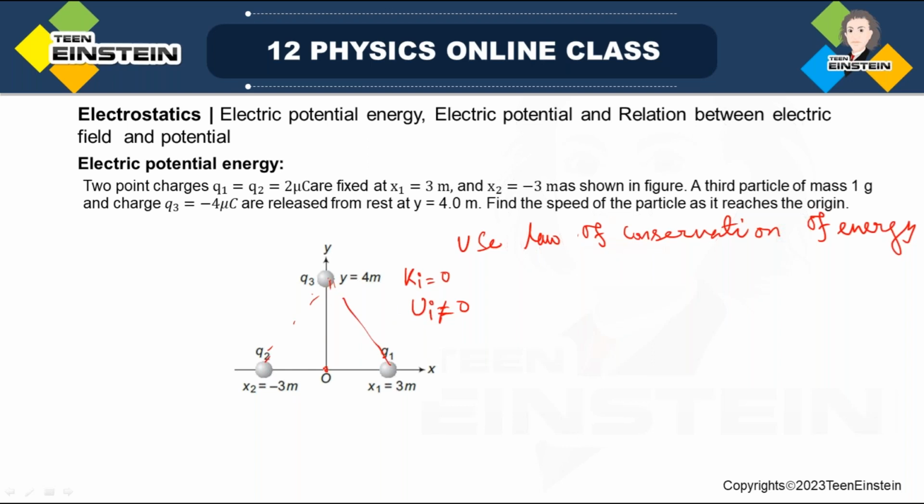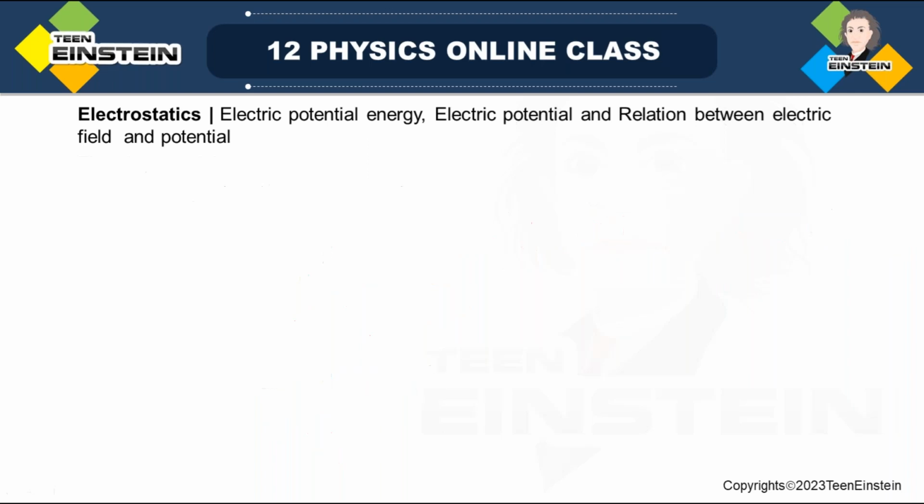Now when it reaches here, we can write the final kinetic energy, suppose the final velocity is V. So half mV square will be the kinetic energy. And what will be the potential energy? Potential energy will again depend on the positions. So both kinetic energy and potential energy will be there at this particular position, whereas at the initial position, since the charged particle is at rest, it will not have any kinetic energy.